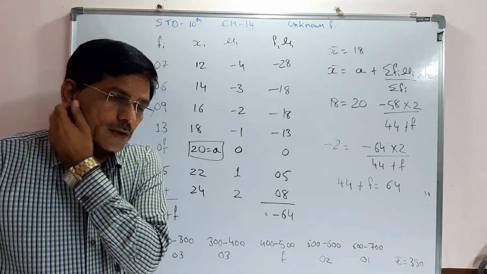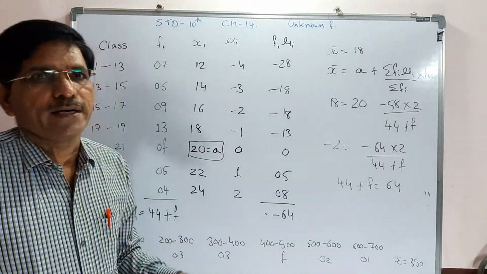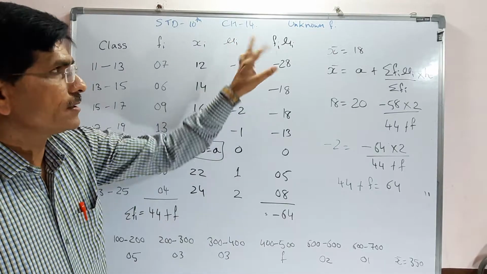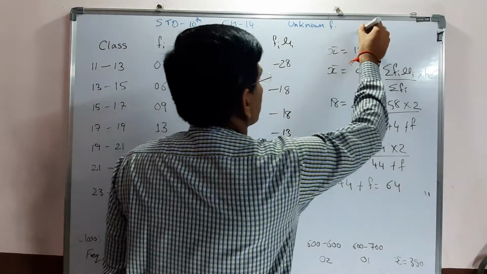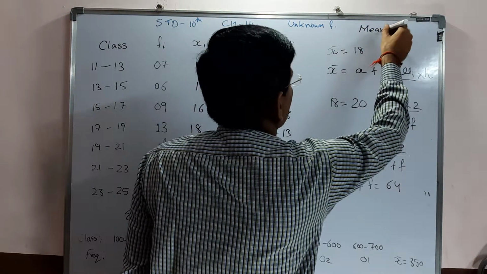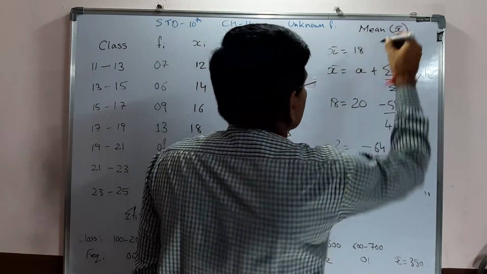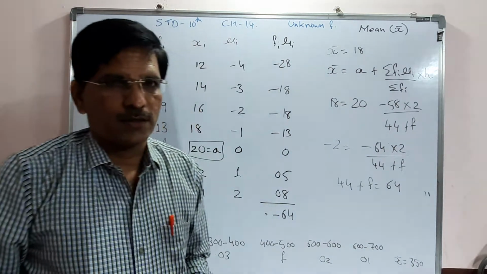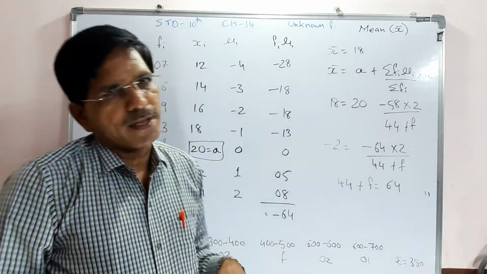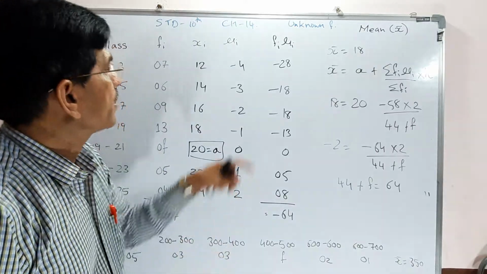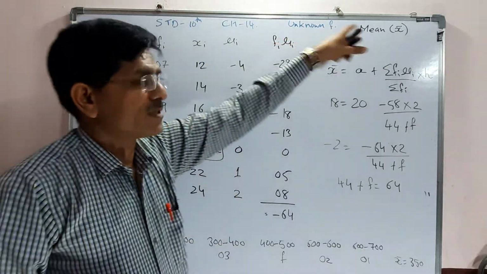Already three lectures we have completed related to chapter number 14. The topic is mean. We have already completed the mean, that is x bar, with three different methods: the direct method, assumed mean method, and step deviation method. Today's topic is finding the unknown frequency.